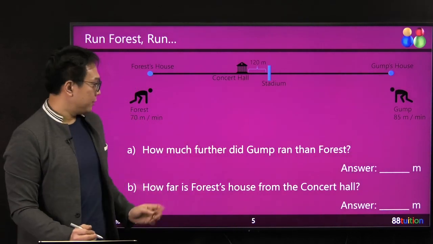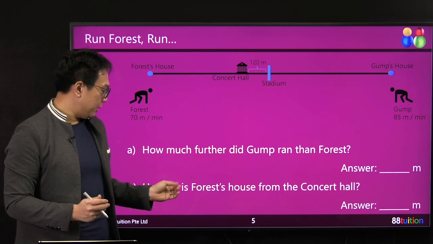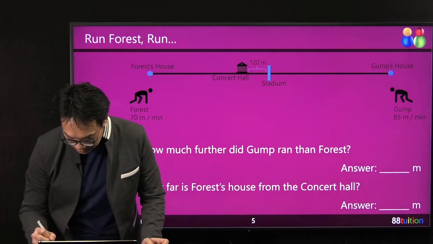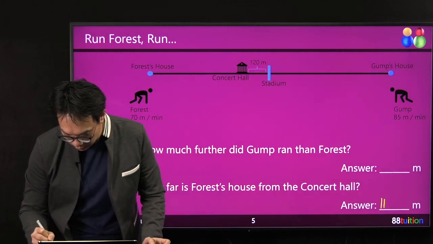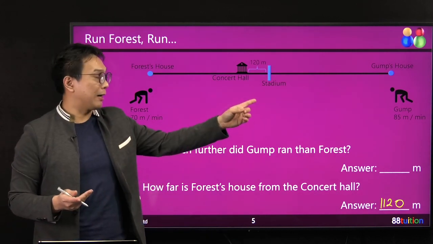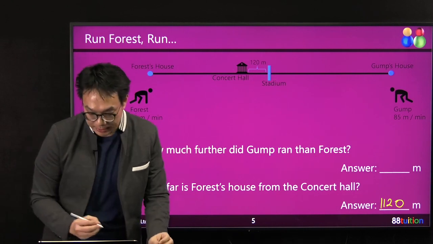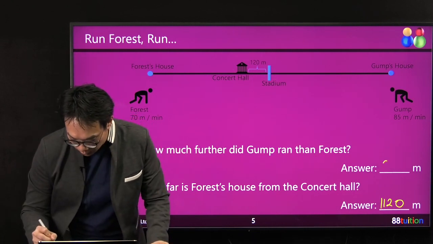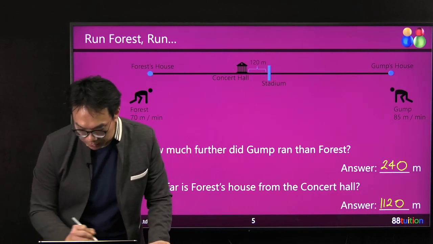All right. So down here, the two final answers, you can lock it in. How far is Forest House from the concert hall? Is 1120 meters. And how much further did Gum run? Because Gum runs faster, right? 15 meters every 1 minute faster. He managed to run 240 meters.